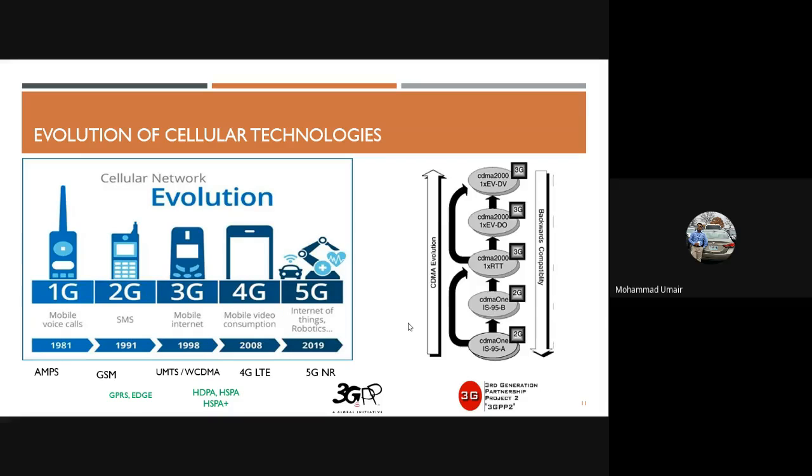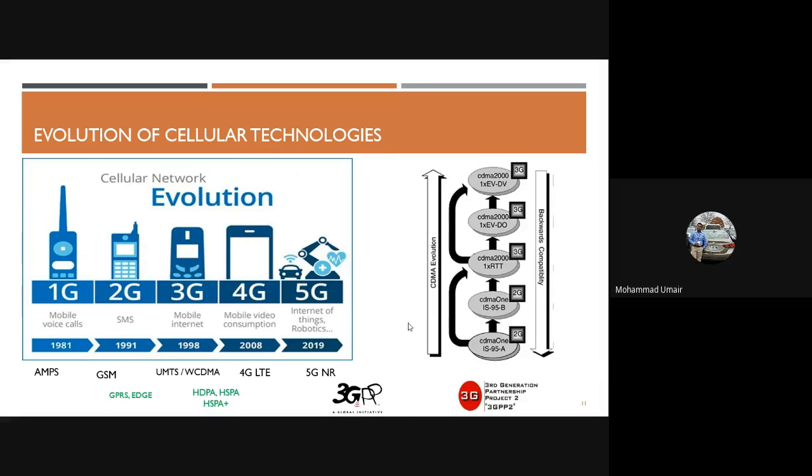Then a little later, an addition was made to the 2G network called GPRS and EDGE. GPRS stands for General Packet Radio Service, and this is an evolution for data. So these were additions to the existing 2G network so that you can support data services also. How it was done, I'll cover in the coming slides.